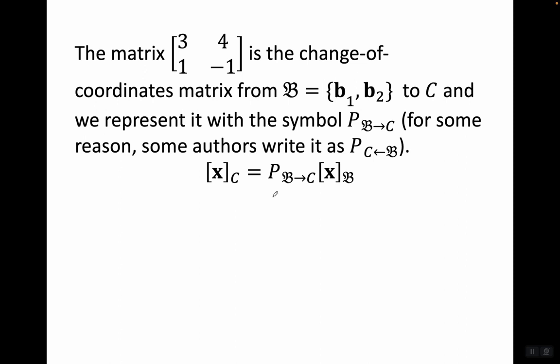The matrix [3 4; 1 -1] is the change of coordinates matrix from 𝔅 = {b1, b2} to C, and we represent it with this symbol. For some reason, some authors write it like this, but I think it's kind of awkward. I would just write it like this, P sub 𝔅 to C. So in other words, the coordinates of x relative to C is going to be this matrix, the change of coordinates matrix, times the coordinates of x relative to 𝔅.